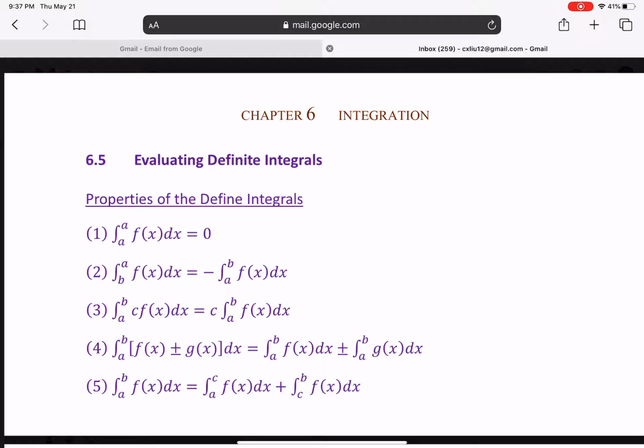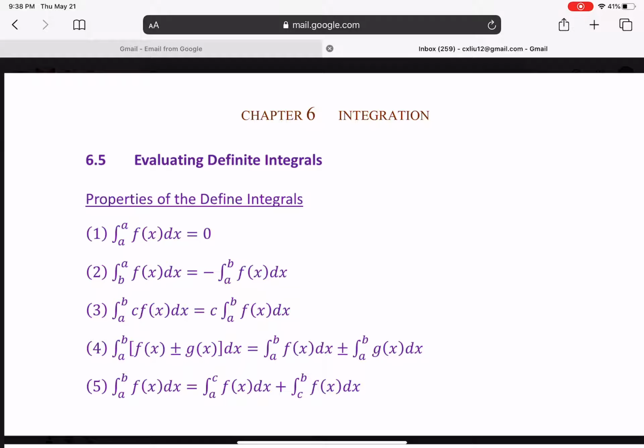Property 2, if we integrate the function from b to a, is just the opposite of the integral from a to b for the same function. And this is because the increment in x, which is dx, changes sign when you integrate it from b to a. Property 3, you can always take out a constant from the integrand.